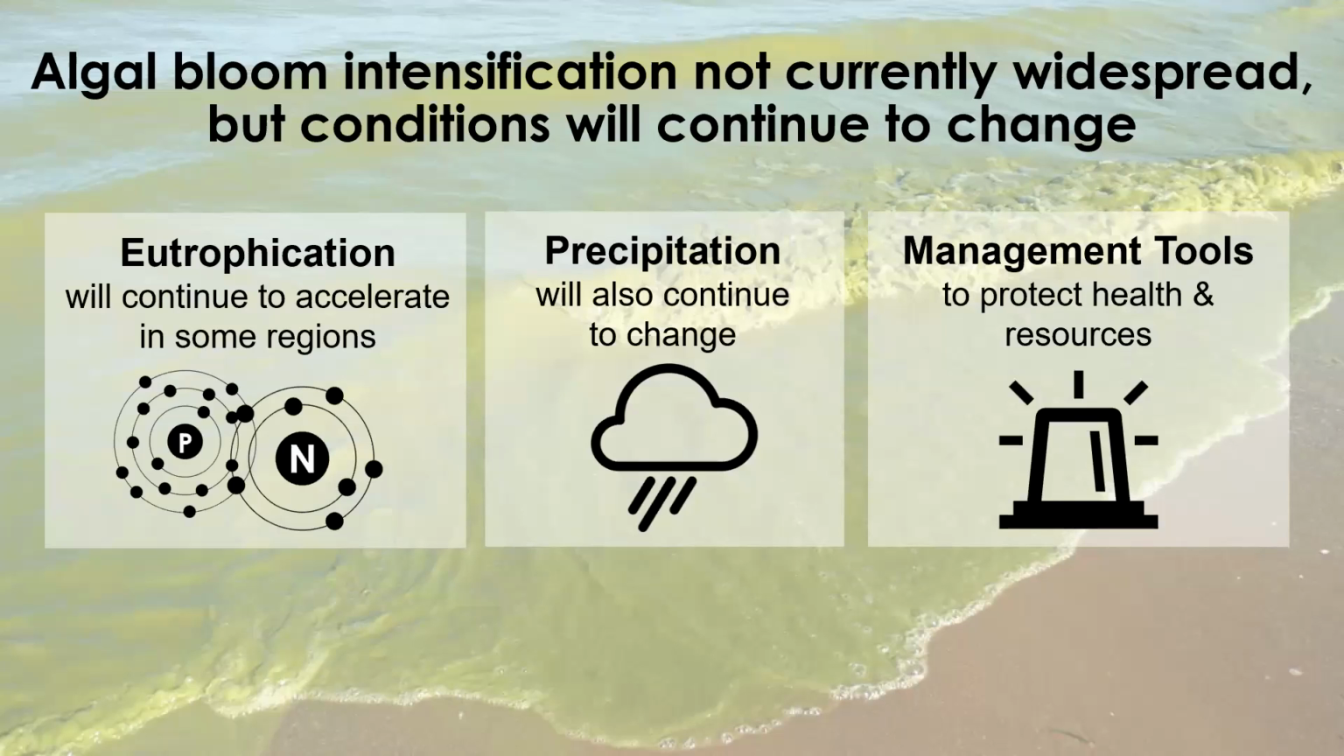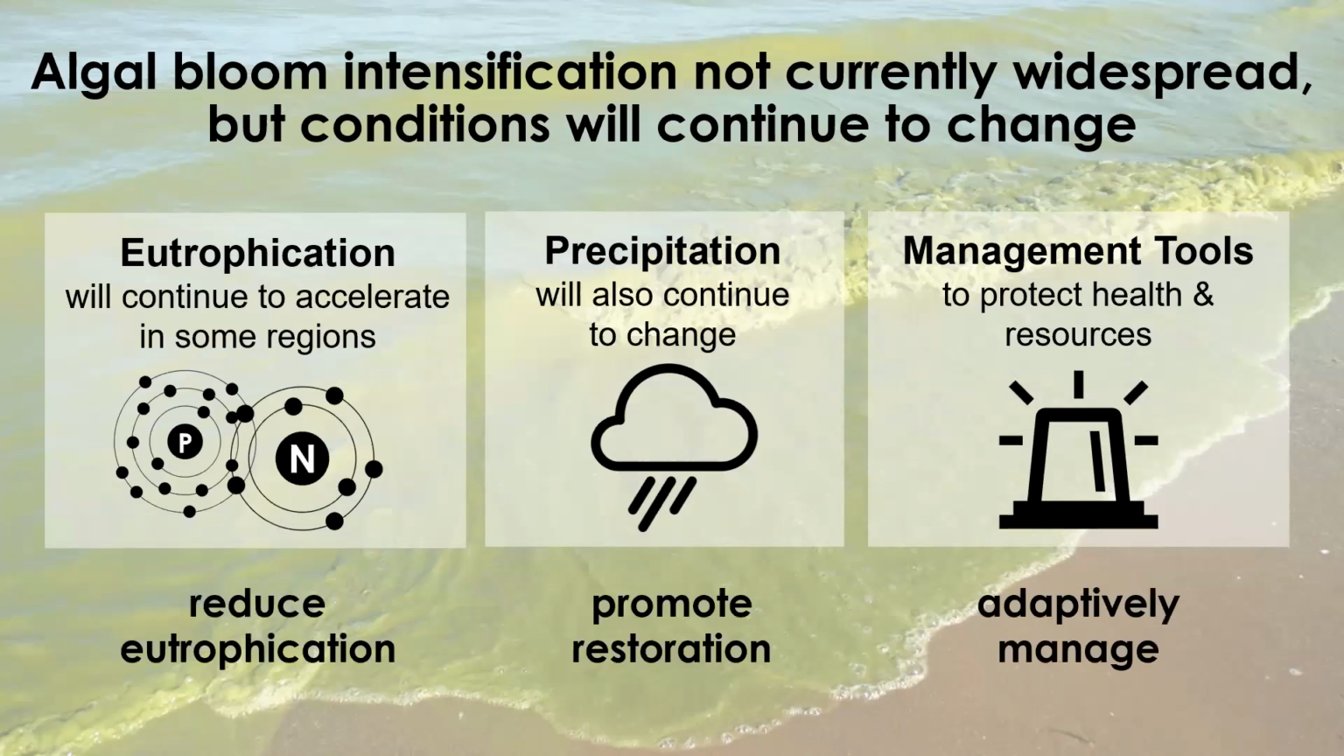Through the research that I've presented today, while we didn't see, for long-term trends, for example, that algal bloom intensification is currently widespread, and we do have some tools such as monitoring and statistical tools to evaluate and mitigate these things, we know conditions are going to continue to change. Eutrophication is going to continue to accelerate in some regions. Precipitation is going to continue to intensify, and we need management tools to protect our health and human health and resources, things like cyanotoxin monitoring and applying those statistical tools, as well as managing and measuring resilience.